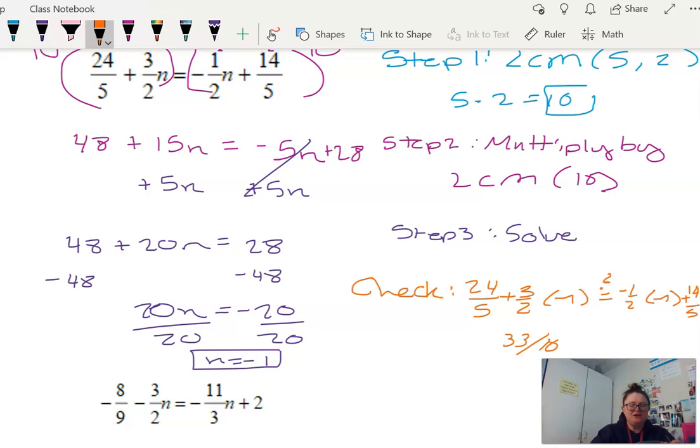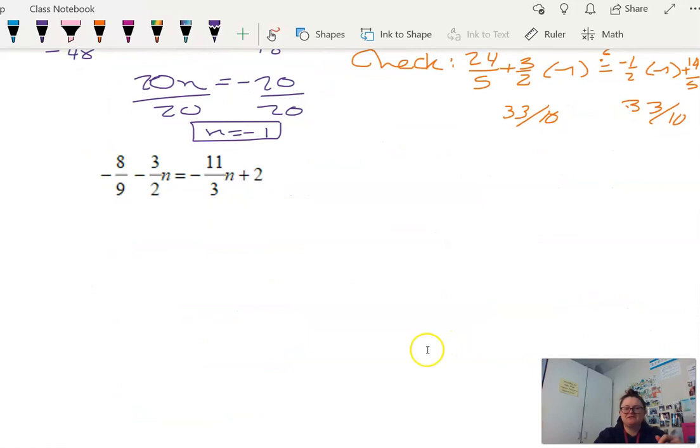So I'm going to do negative 1 half times negative 1 is just going to be 1 half plus 14. And remember, if you're using this calculator, you have to get out of the denominator before you type the next number. And I got 33 tenths. So that means I got the same thing on both sides of the equals sign. So my answer is correct. So that's how we do that.